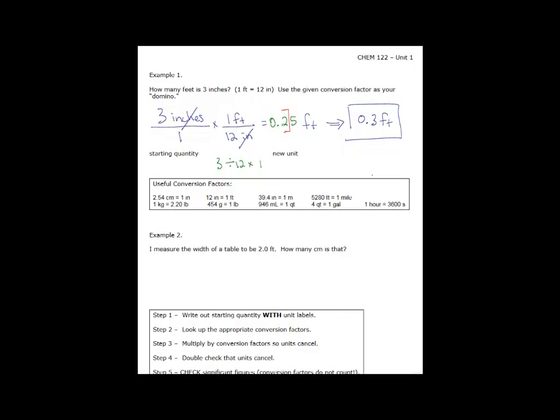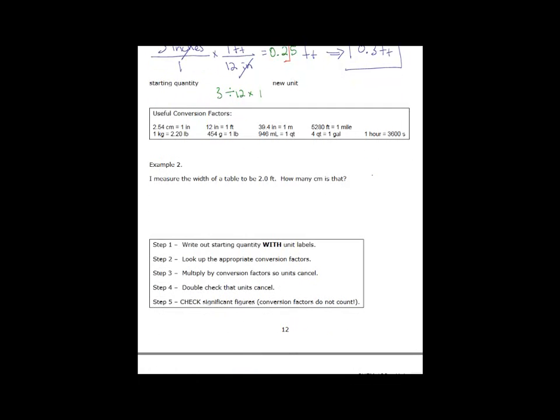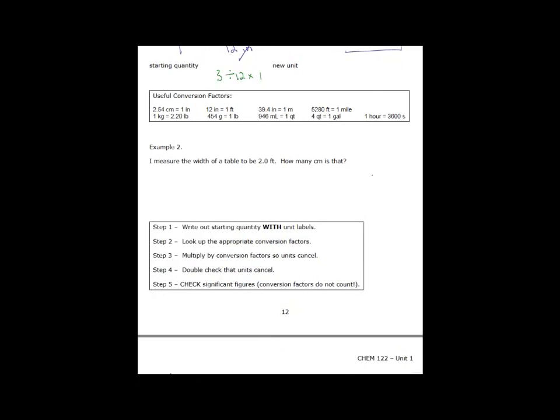So let's work through another example. I measure the width of a table to be 2 feet. How many centimeters is that? So again, write out your starting quantity. Be very neat about this. Write it on the left of your paper. 2 feet over 1. So I need to convert this to centimeters. So I want to know how many centimeters this is.